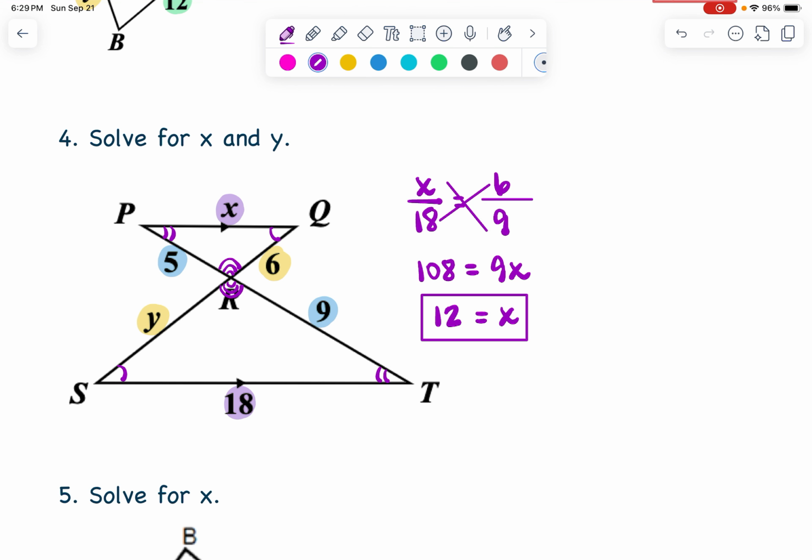All right, I'm going to go solve for y really quick. So I'm just going to go top to bottom again, right? So I'm just going to put 6 to y.